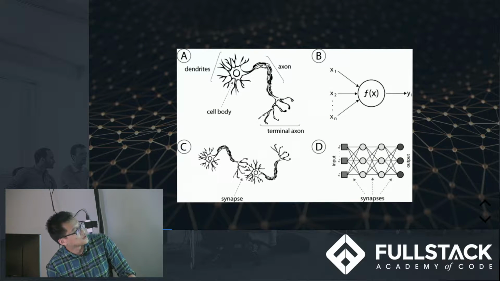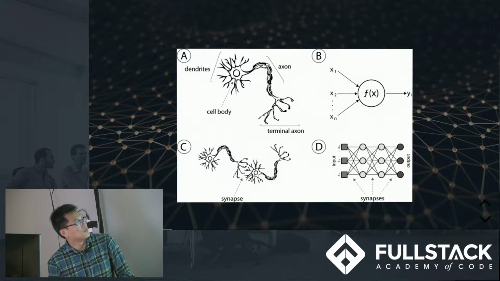Figure A is just another picture of a neuron. Figure B is the artificial neural network equivalent, which is a node, where x1, x2, and x3 are the inputs. The f of x is the node itself, and y is the output. Figure C is just two neurons connecting to the synapse, which is just where the terminal axons connect. Figure D is a fuller neural network where the different nodes connect.